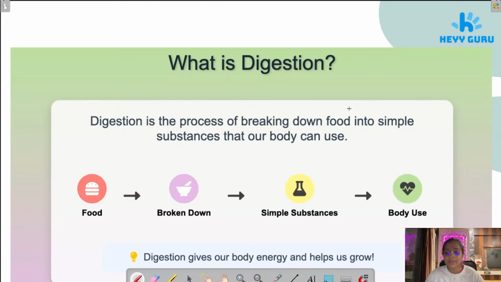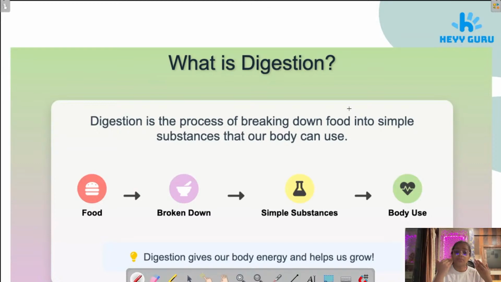Yes, correct. The process in which food is broken down into simple particles is called digestion. So here you can see in the slide that digestion is the process of breaking down food into simple substances that our body can use. This is what digestion means.